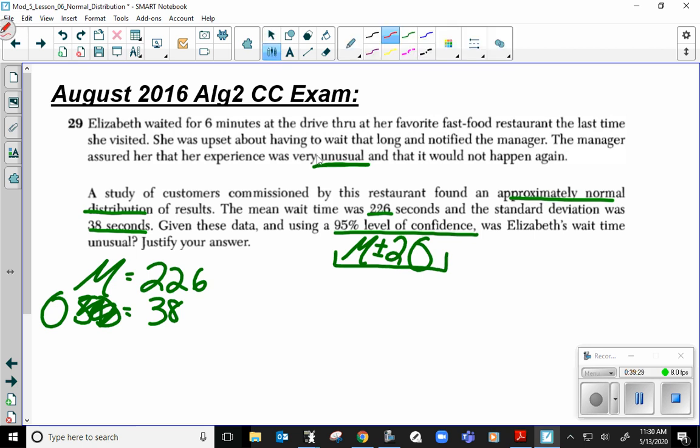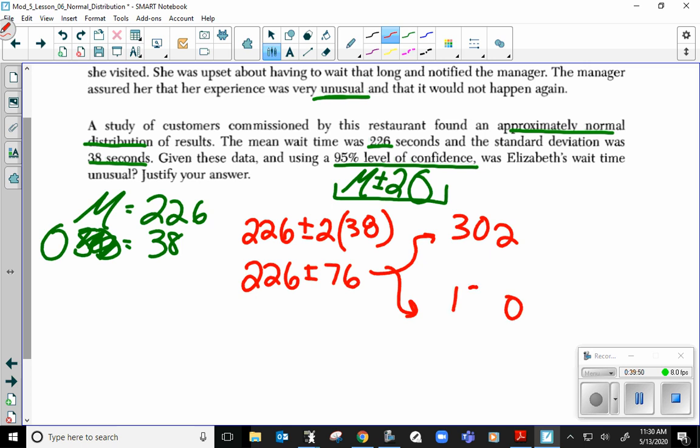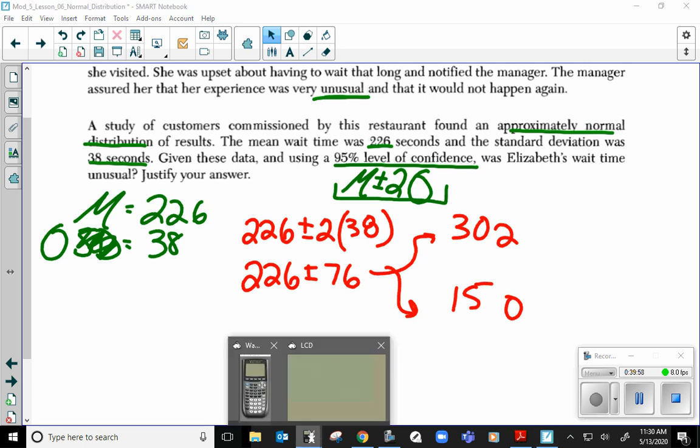226 plus and minus 2 times 38. Let's try and do this fast mentally. It's going to be 226 plus or minus 76, which means if I add 76, it's going to be 302. If I subtract 76, it's going to be 150? I should check that in a calculator. I've got quarantine brain right now. And if the calculator were to pop back up, yeah, there you go. And turn this on.